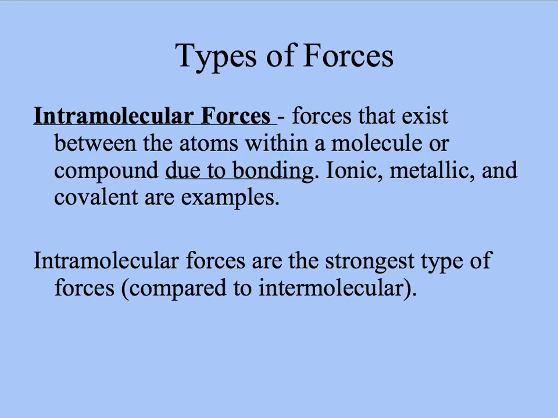So to start off with, we need to look at the two different categories. There's intramolecular forces, and those are basically nothing different than what we talked about before. We talked about bond types. So intramolecular forces are those forces that exist between atoms within a molecule or compound due to bonding. So we have the three types we talked about back in Unit 5: ionic, metallic, and covalent.